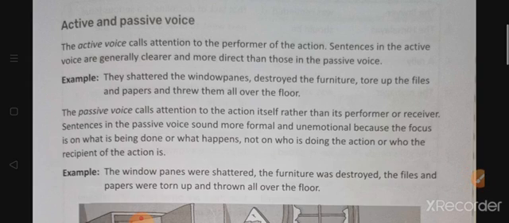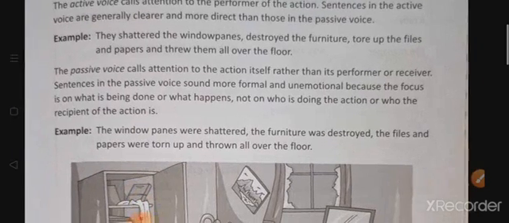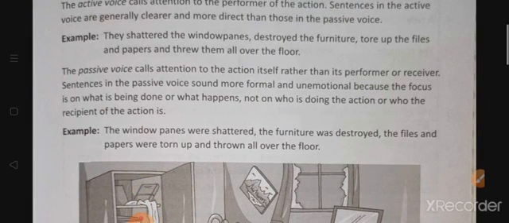Now when we are talking about passive voice, it calls attention to the action itself rather than its performer or receiver. Now see, most of the time it's not necessary कि हर सेंटेंस में ऑब्जेक्ट होगा. ठीक है, कुछ सेंटेंस ऐसे भी होते हैं जिसमें ऑब्जेक्ट नहीं होता है, तो हम आगे क्या रखेंगे अगर रिसीवर ही नहीं है तो सेंटेंस का. लेकिन जब रिसीवर होता है तो हम सेंटेंस में जो रिसीवर होता है एक्शन का, राइट, वो हम सब्जेक्ट की पोजीशन पर रखते हैं, और जो डूअर होता है एक्शन का वो हम ऑब्जेक्ट की जगह पर रखते हैं, मतलब ऑब्जेक्ट की पोजीशन पर रखते हैं.